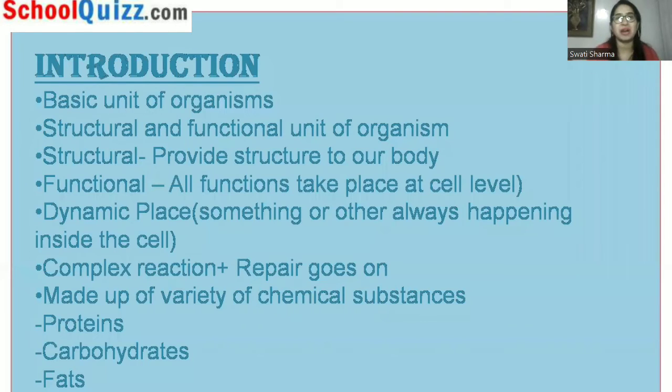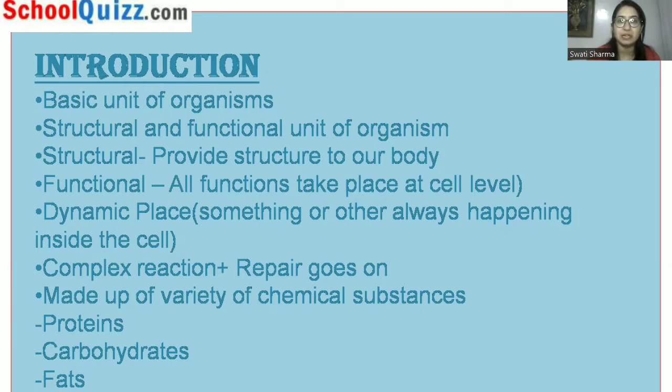So first we will start with what actually the cell is. So cell is the basic unit of organism. Basic unit means one of the smallest units by which an organism is made is known as cell. Suppose we have to write a word or a paragraph. So A, B, C, D alphabets are the basic units of writing any word or any paragraph. Similarly, if we have to construct a whole organism, cell will be the basic unit of any organism.